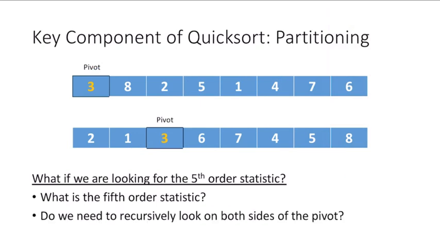All right, second question. Do we need to recursively look on both sides of the pivot after we do a partition? So if we're looking for the fifth order statistic, do we need to look on both sides?